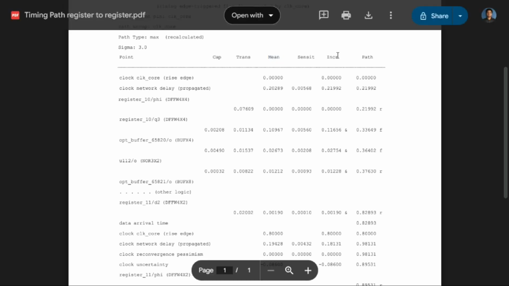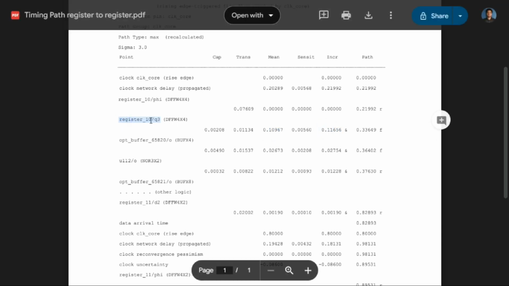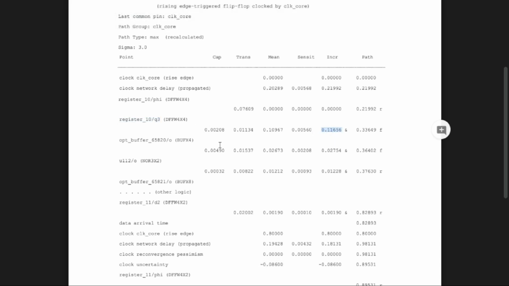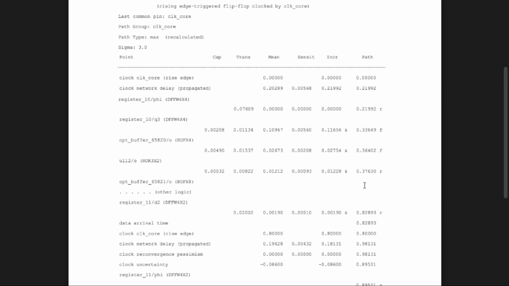And then the incremental delay here refers to the delay at each and every cell. All right, separately it is given. For example, this is 116 ps given by this cell itself. The delay of this cell is basically 116 ps, and the delay of this cell is 27 ps. But this path delay is basically the accumulated delay of all these things. So you will be adding basically 219 plus 116, which becomes 336. All right, so this is another information that is present.